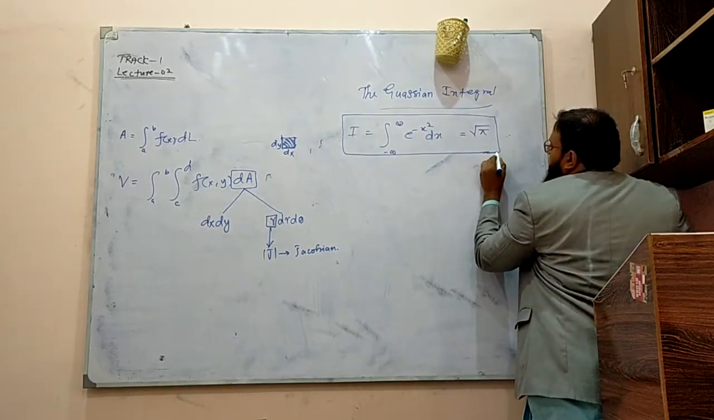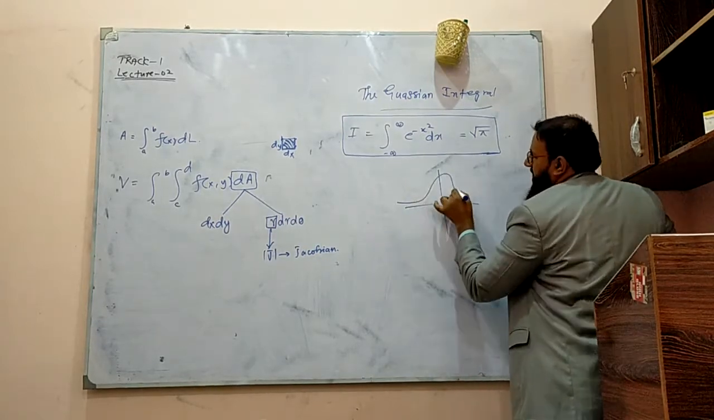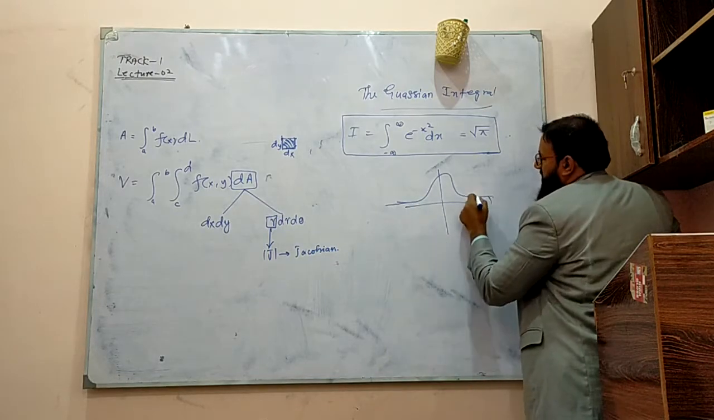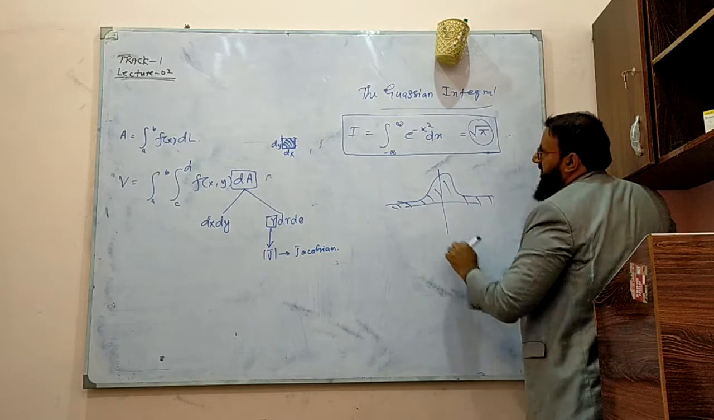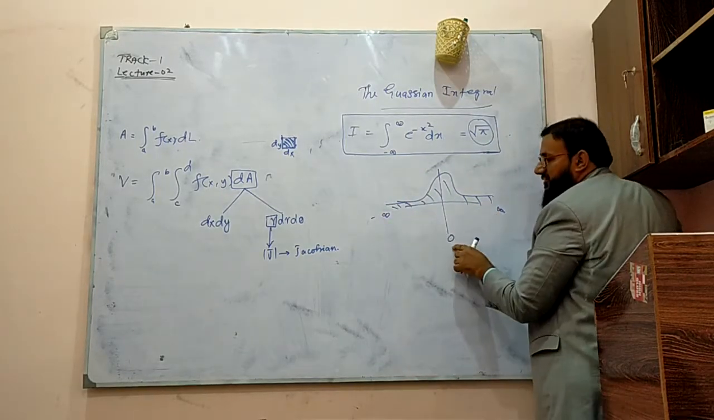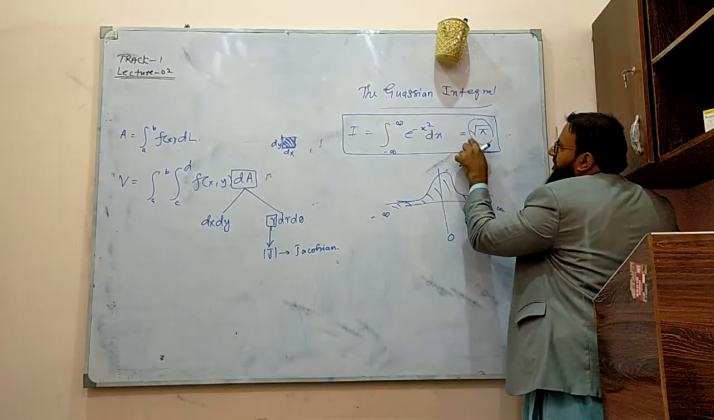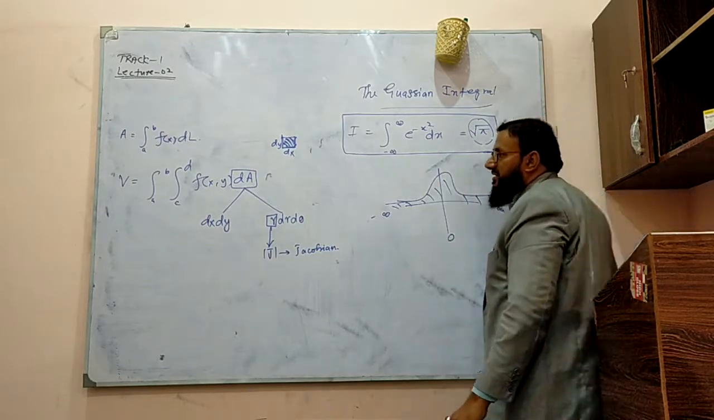This thing is asked so many times. When you draw the graph, it looks somehow like a bell-type shape, and when you find the area under this curve, the answer is the square root of pi, from minus infinity to plus infinity. But when you restrict yourself from 0 to infinity, this becomes half, so the answer would be square root of pi divided by 2. But the question is how to evaluate this.